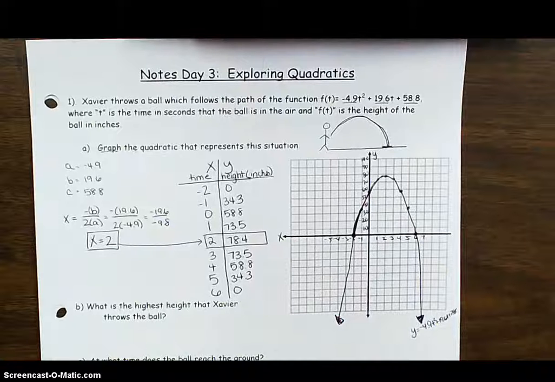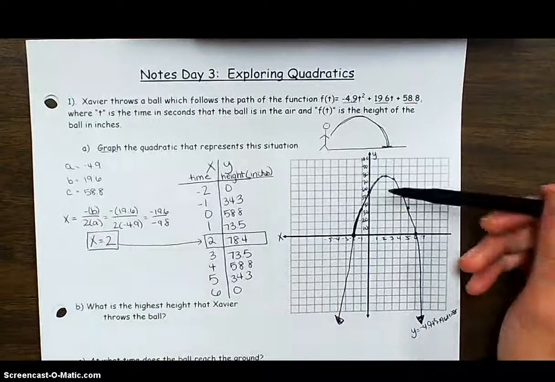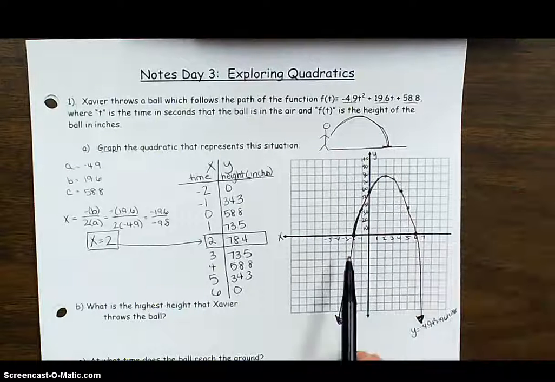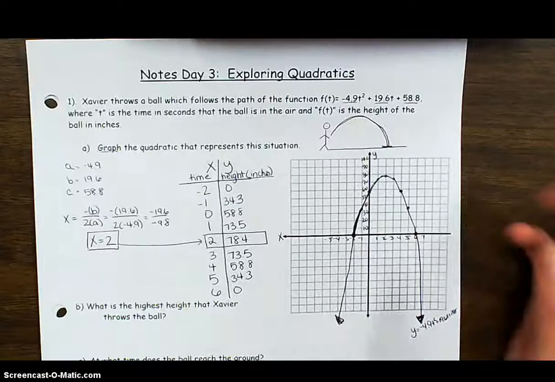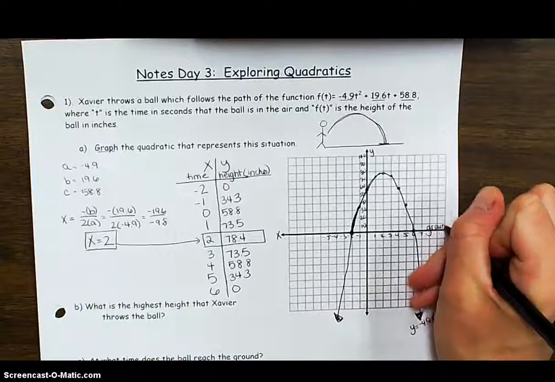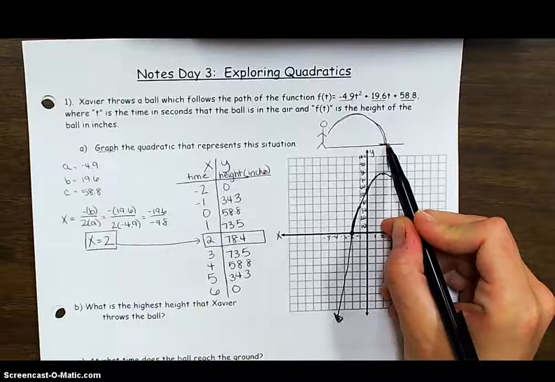Okay, so now let's talk a little bit about the fact that this is telling a story. So here, Xavier is throwing a ball. So if he's throwing a ball, well, let's think. Can our ball go below the ground? So here, this is where our height is 0. So this is like the ground. Can our height go below the ground, or once it hits the ground, does it stop?